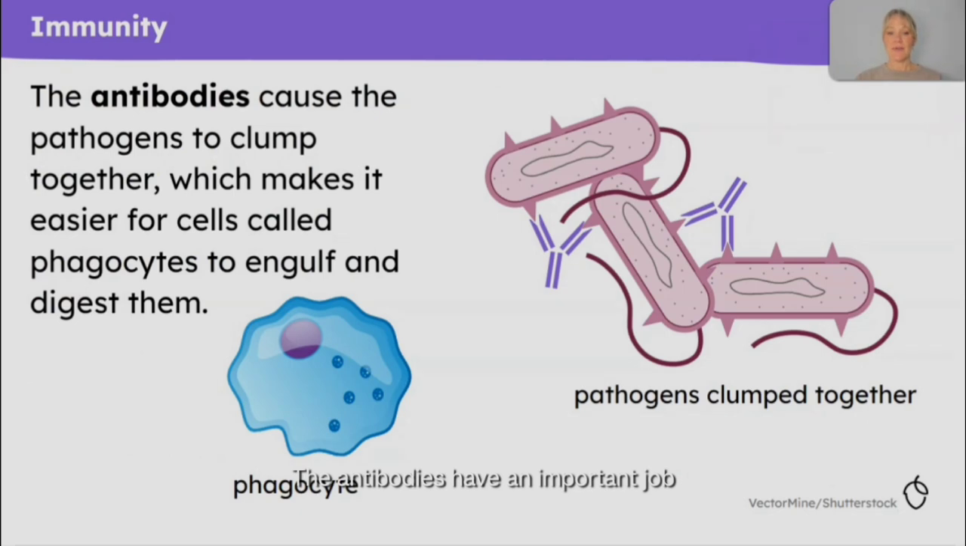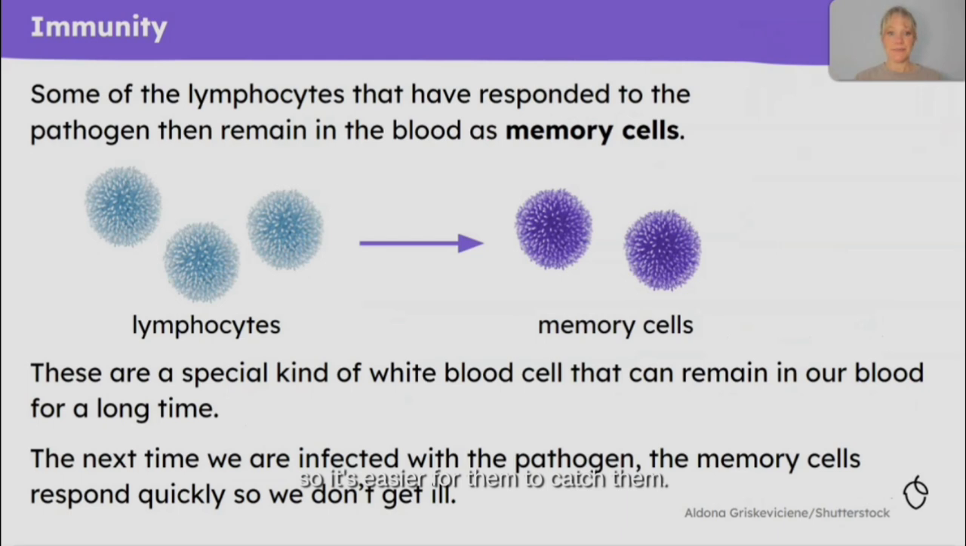The antibodies have an important job where they clump together those pathogens that are circulating in your body. And then we've got another type of white blood cell. It's the lymphocytes that produce the antibodies, but we've also got these phagocytes. What phagocytes do is carry out something called phagocytosis. This is where they change their shape by putting out their cytoplasm and get hold of the pathogens, engulf them and then digest them. This will kill the pathogen. It's much faster if those pathogens are clumped together, so it's easier for them to catch them.